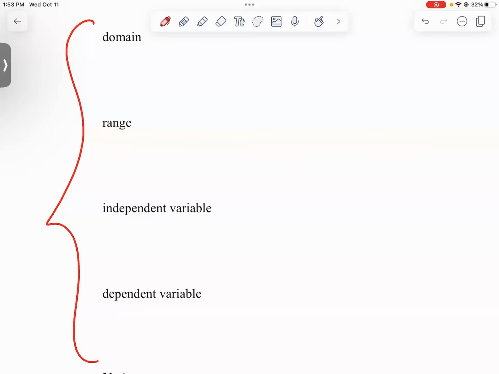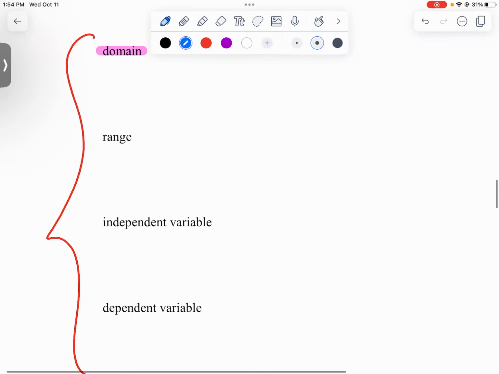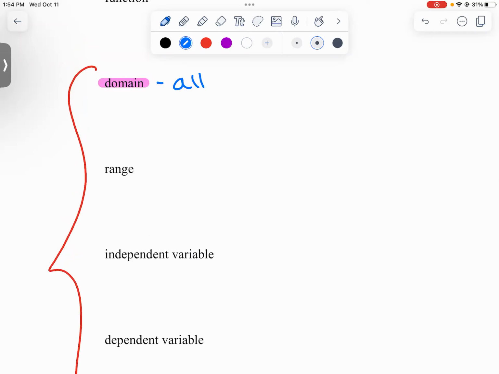Okay. We are going to continue our discussion on functions. But today, we are going to talk about these 4 vocabulary words. Okay. So, the domain of a function are all the x values, aka the inputs.